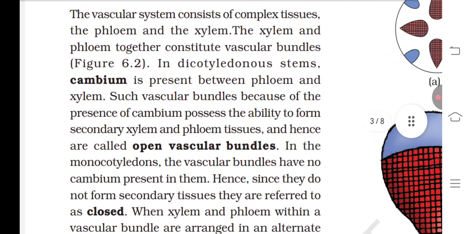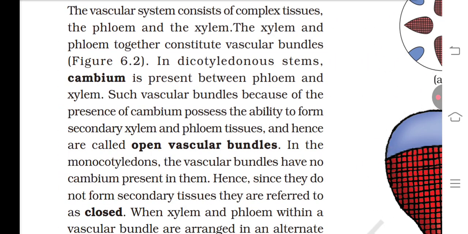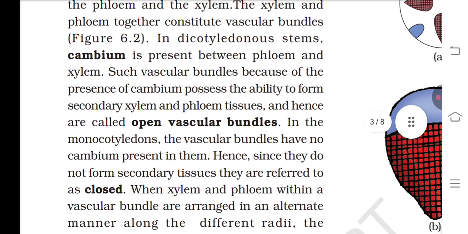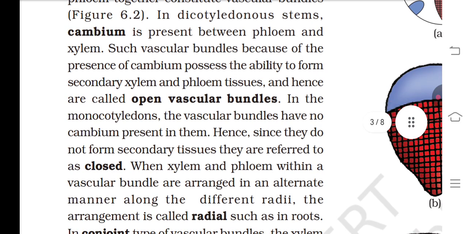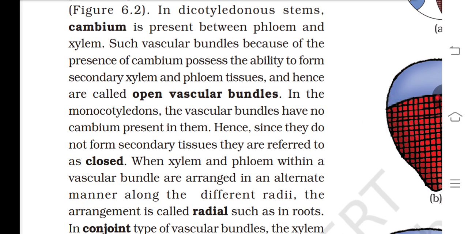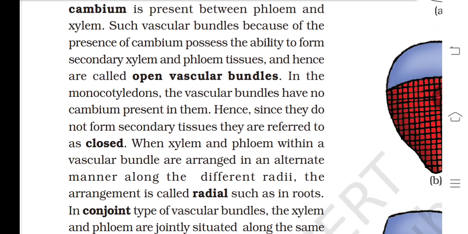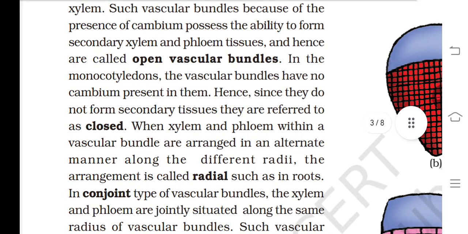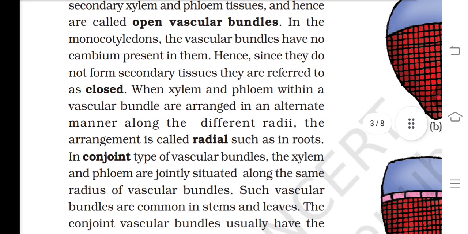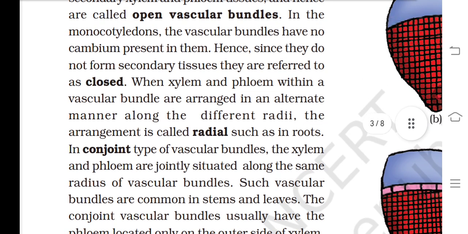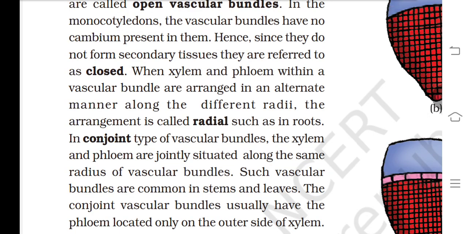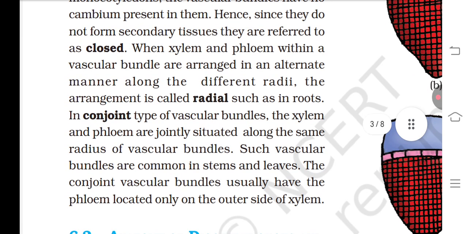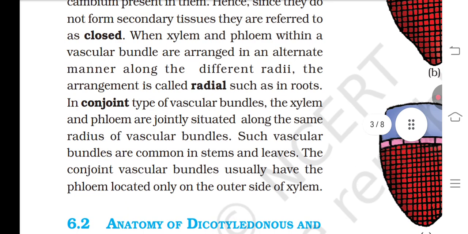Xylem, phloem. The vascular tissue system. The vascular system consists of complex tissues, phloem and xylem. The xylem and phloem together constitute the vascular bundle. In dicotyledonous stems, cambium is present between phloem and xylem. Such vascular bundles, because of the presence of cambium, possess the ability to form secondary xylem and phloem tissue. Hence they are called open vascular bundles. In the monocotyledons, the vascular bundles have no cambium present in them. Hence, since they do not form secondary tissue, they are referred to as closed.